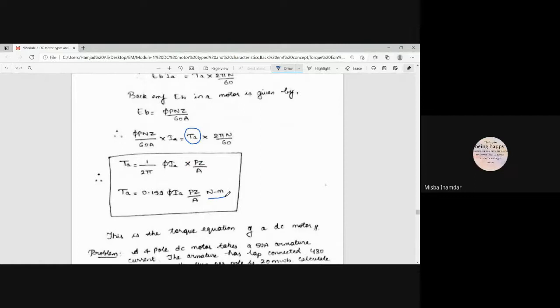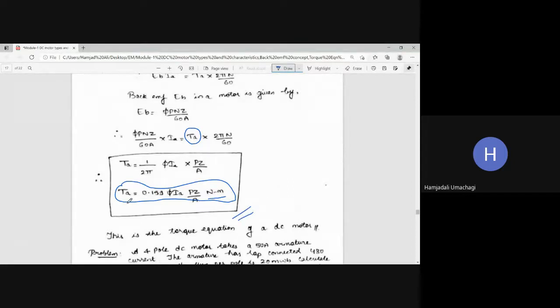The unit for torque is Newton meter. So here, after rearranging the terms, you get the final expression, the derivation of the torque equation. That is, torque TA is equal to 0.159 phi IA PZ by A, and its unit is Newton meter. So here you are supposed to derive the torque equation for a DC motor.